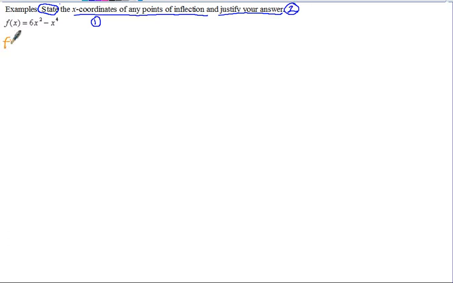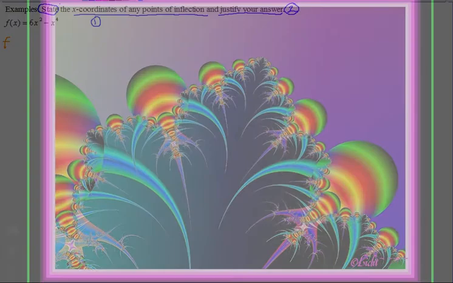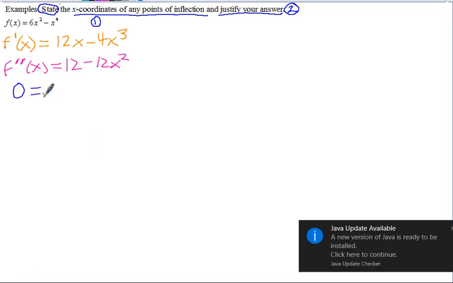So, let's see here. Our first derivative, f prime of x, since we need the second, we need the first derivative first, would be 12x minus 4x cubed. And then we get to the second derivative, f double prime of x, would be 12 minus 12x squared. And then we set the second derivative equal to 0. In this case, there's no denominator, so it's not going to be undefined.